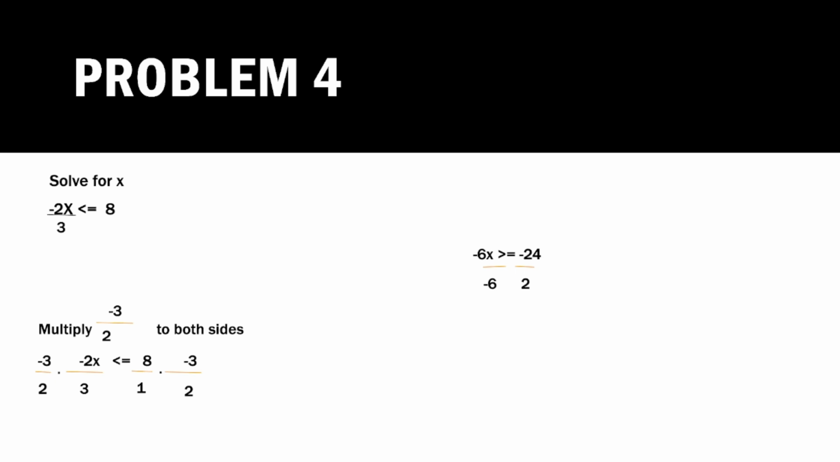So now what we're going to do is simplify it right here. So the negative 6's cancel out to get x by itself. And then negative 24 divided by 2 is negative 12. So you get x is greater than or equal to negative 12.